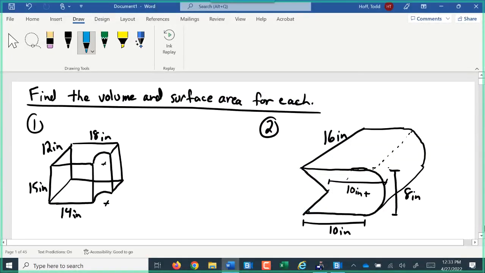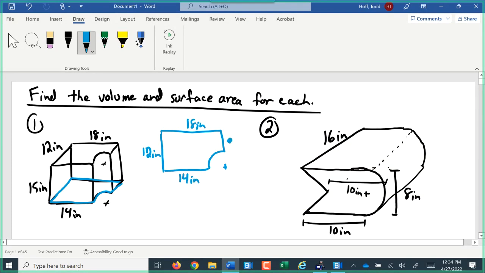For the first one, let's find the volume. Now, the base of this one is the bottom, or the top, whichever one you want to look at, which is that shape. And it is rectangular with a quarter circle cut out of the corner. And you are correct, that is 18 inches by 12 inches. The other dimension we have is this one here is 14 inches.